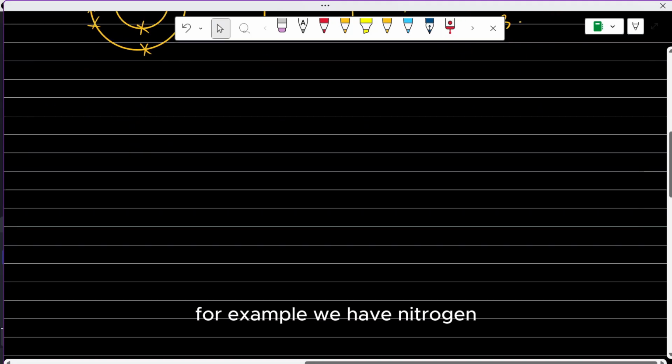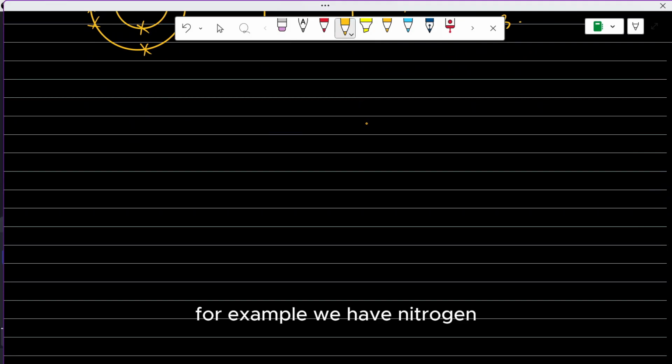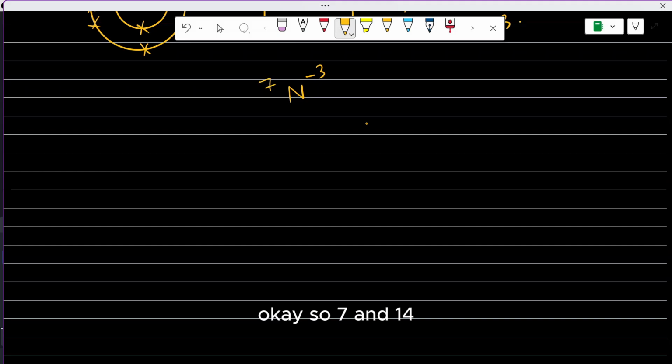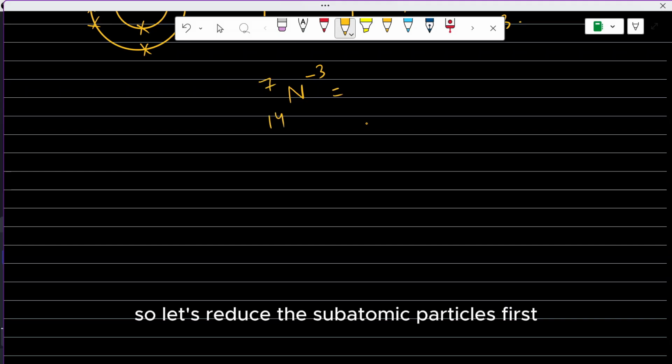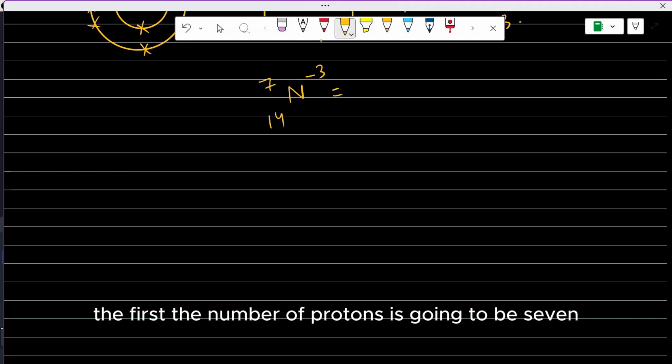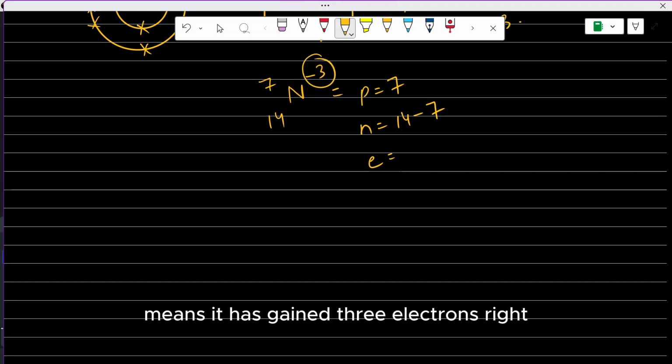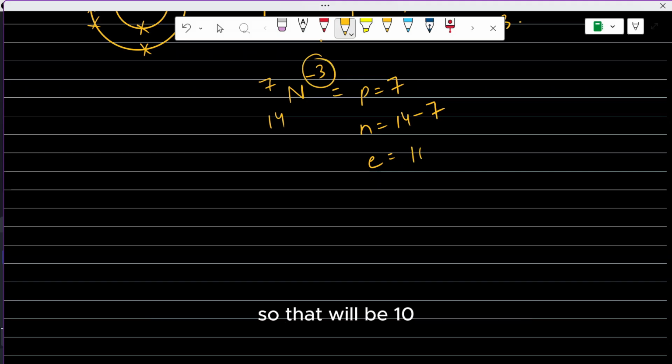Let's take another example. For example, we have nitrogen, and this ion with a negative charge is called the nitride ion. Okay, so 7 and 14. So let's reduce the subatomic particles first. The number of protons is going to be 7, neutrons is going to be 14 minus 7, and electrons is going to be, since this -3 means it has gained 3 electrons, right, so that will be 10.